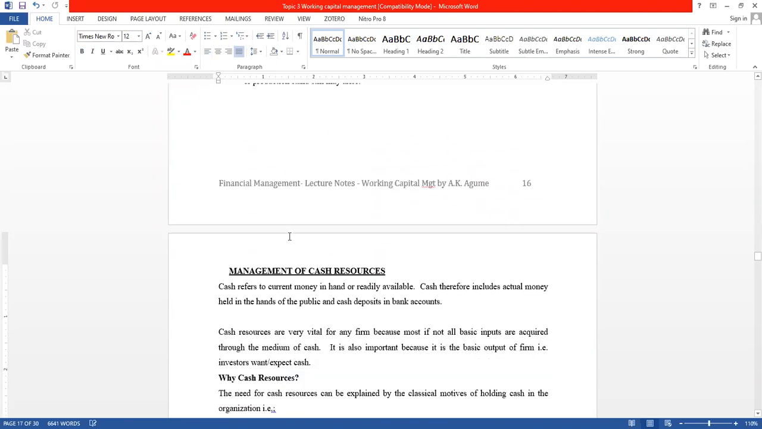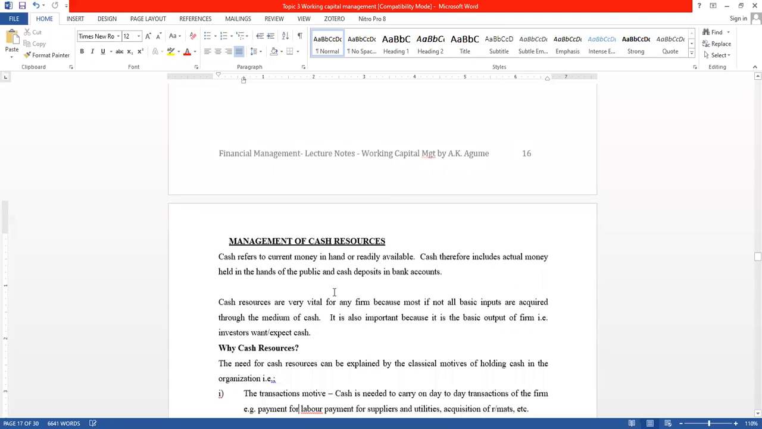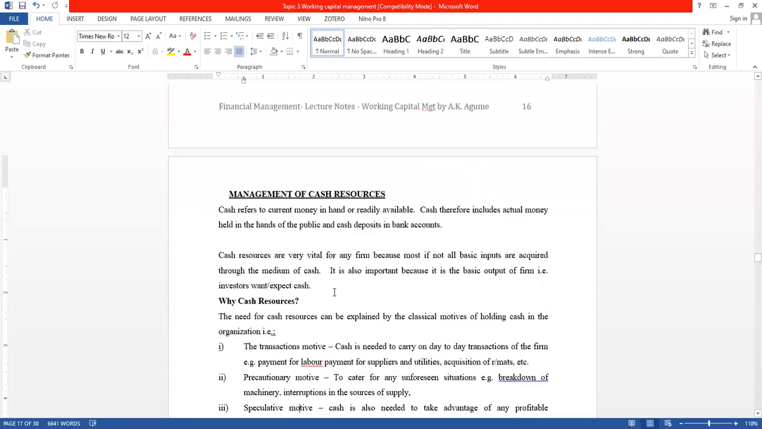Now, that is one element of working capital management. So the second element is cash. Another element of working capital is cash, which is very, very key. Okay. Management of cash resources, because we need money, we need cash. Okay. Because without cash, that means that we shall not be able to perform our tasks. We shall not be able to run our operations smoothly.